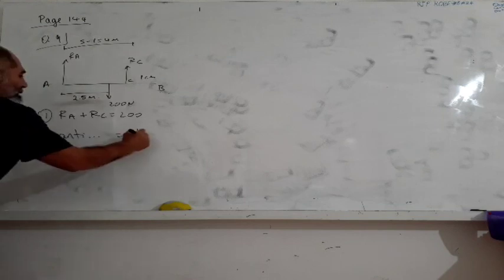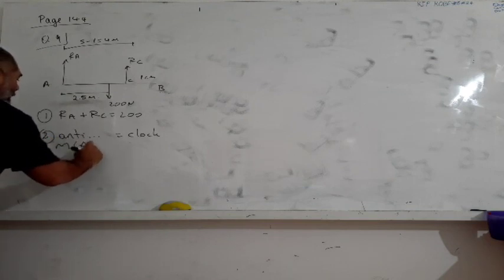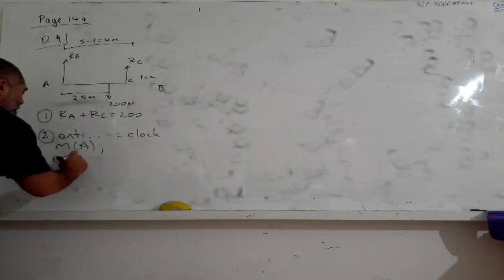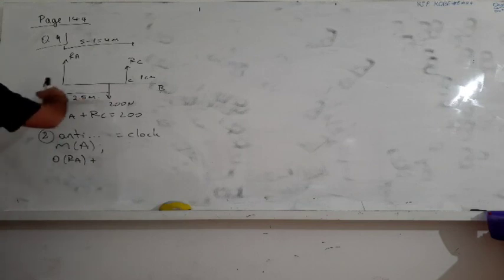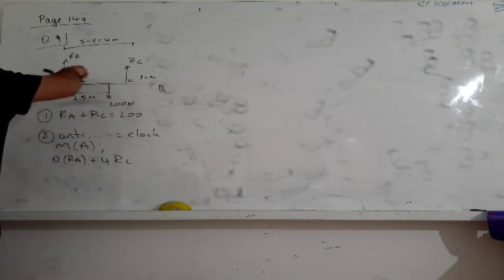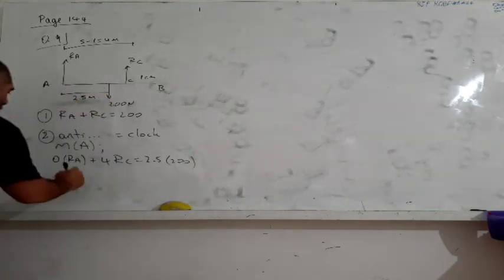The distance from A to C is 4, with force RC. We have one force pointing downwards, and that 200 newton weight of the beam tries to turn the beam AB in the clockwise direction, and its distance from A is 2.5 and its force is 200. So 4RC is equal to 500. RC is equal to 125 newtons. This is the answer for part A.